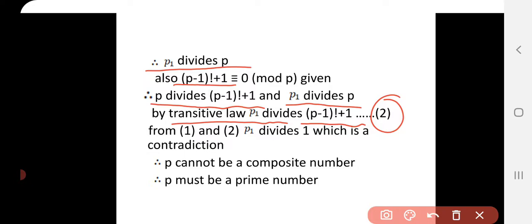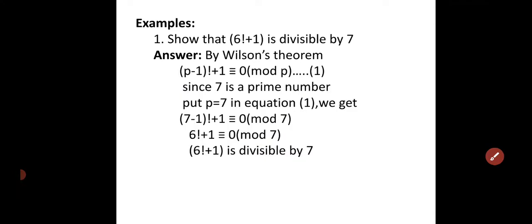From equations 1 and 2, it follows that p1 divides 1, which is a contradiction to the hypothesis that p is a composite number. So therefore, p must be a prime number.